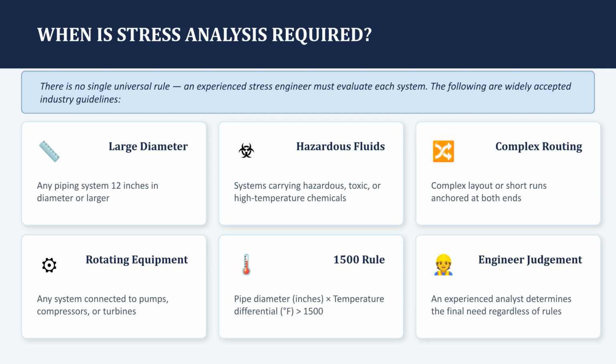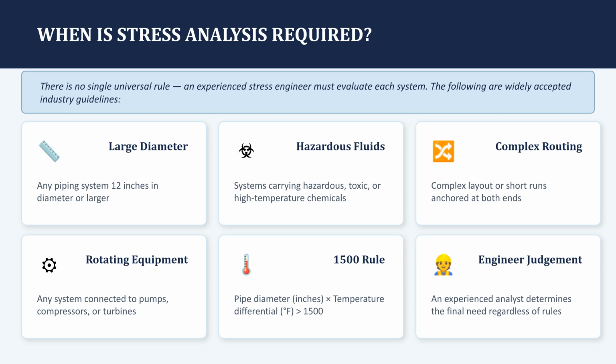5. The 1500 rule. This is a quick screening formula. Multiply the pipe diameter in inches by the temperature differential in degrees Fahrenheit. If that number is greater than 1500, a formal stress analysis is very likely required. We'll look at this rule in much more detail on the next slide because it's used constantly in real practice.